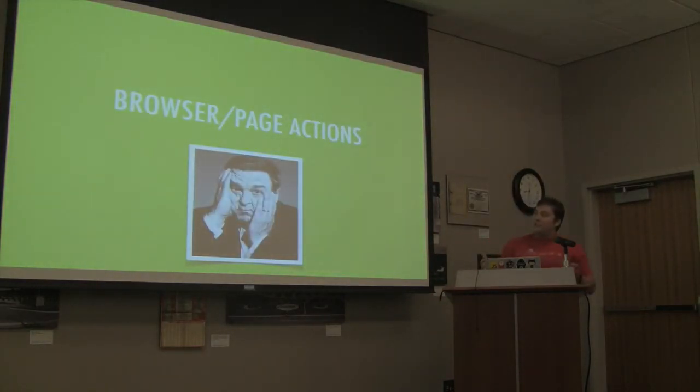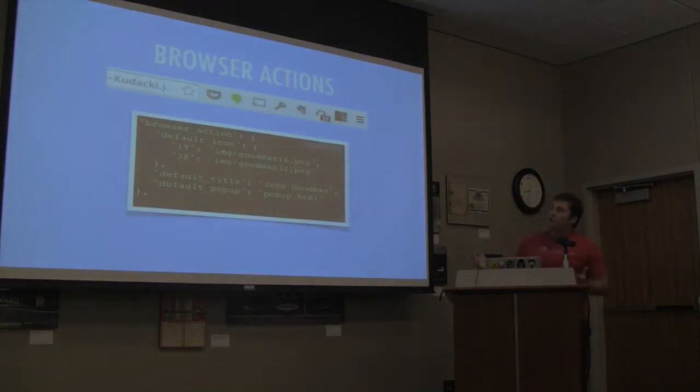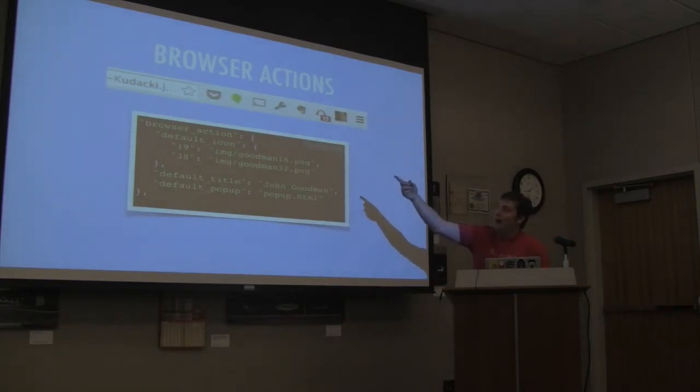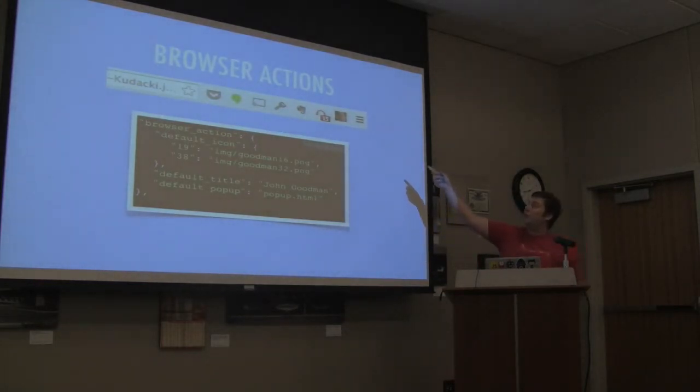So then we have page action, browser and page actions. So browser actions would be like this. These are those icons that you add up here, whether it's like Pocket or Google Hangouts or Chromecast or John Goodman.